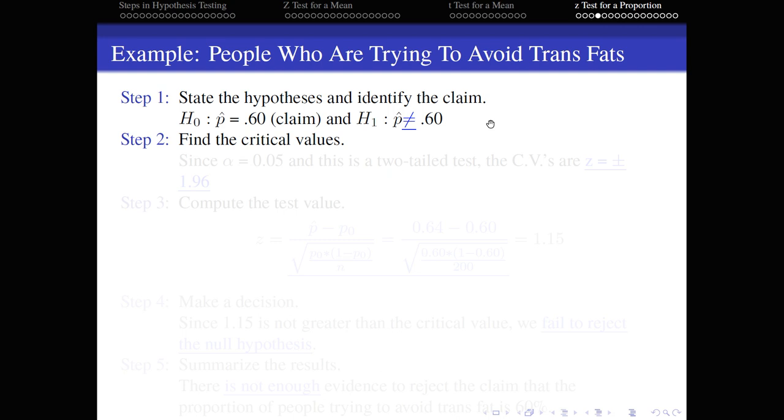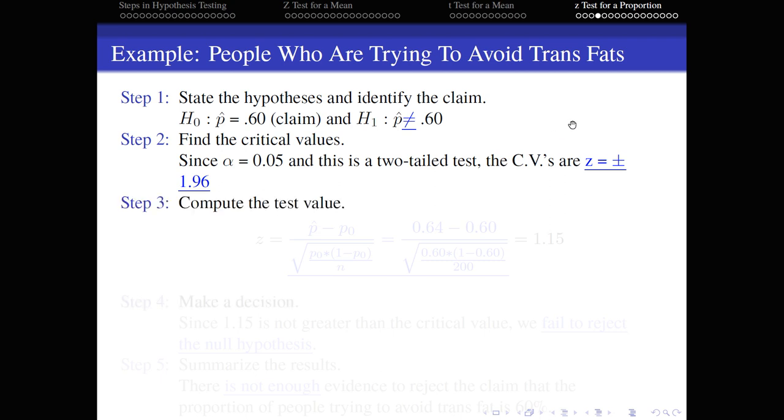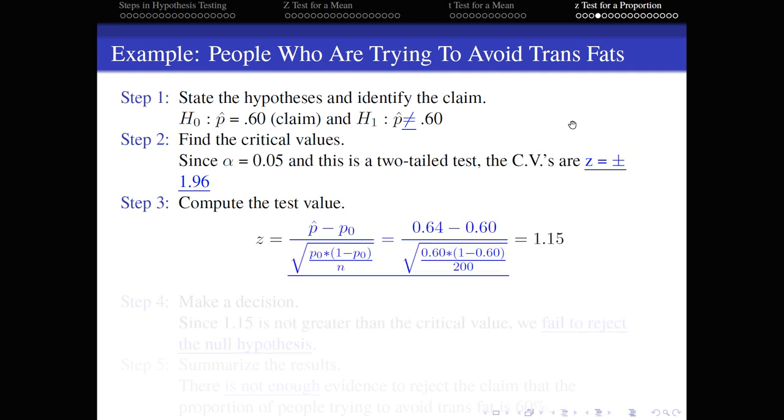This uses a z critical value as in the confidence interval. So we're going to be using the z value at the alpha equals 0.05 level. Z is going to be this plus or minus 1.96 in the two-tailed test. And we can compute the test value.